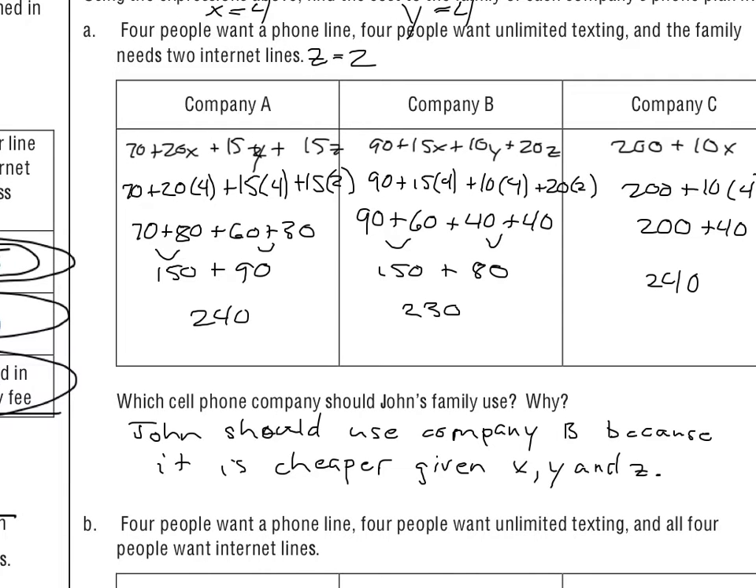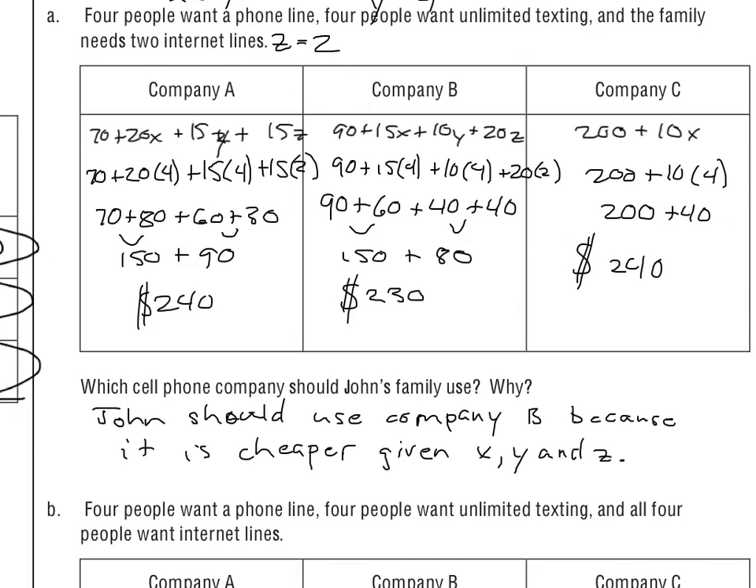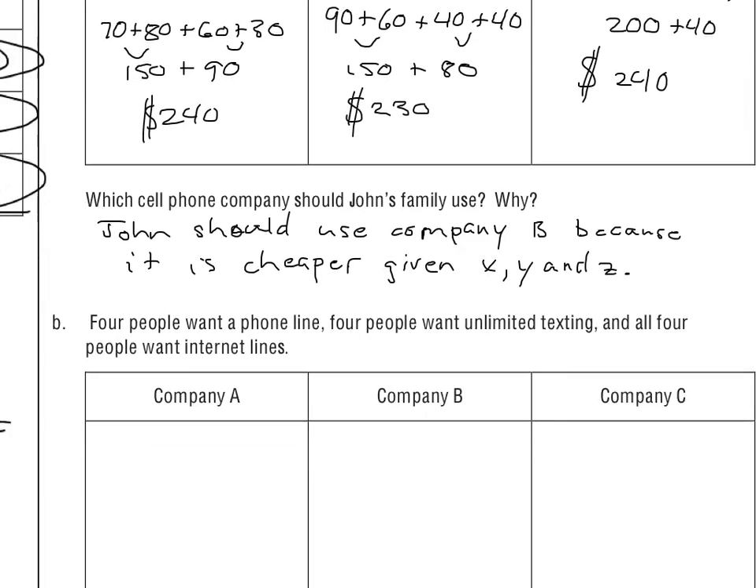All right, at this point you should have simplified and found that Company A would cost $240 per month, Company B would cost $230 per month, and Company C would cost $240 per month. So John should use Company B because it's cheaper given these values for x, y, and z. But the question remains, would this be the same if we had different values of x, y, and z? So let's look at a different scenario for John's family.